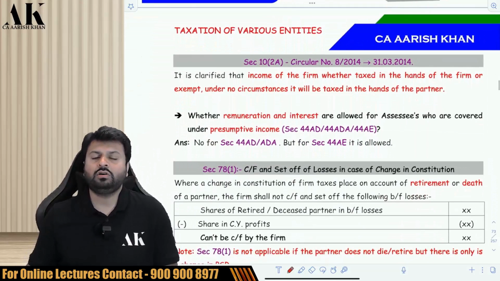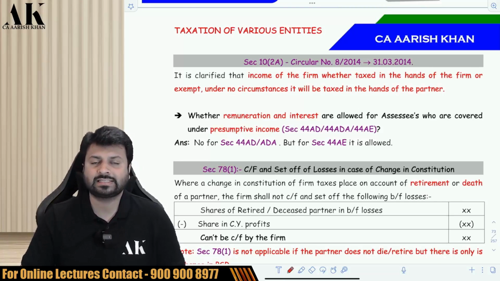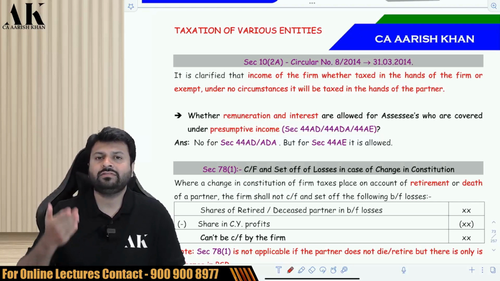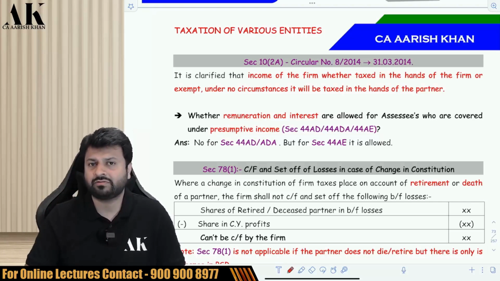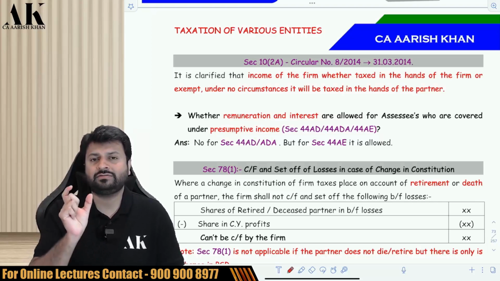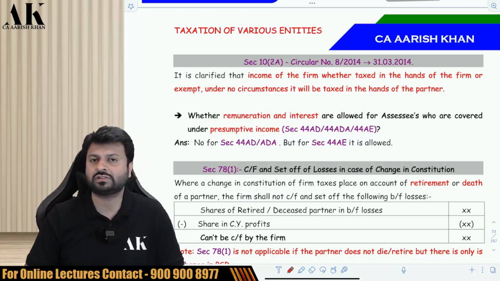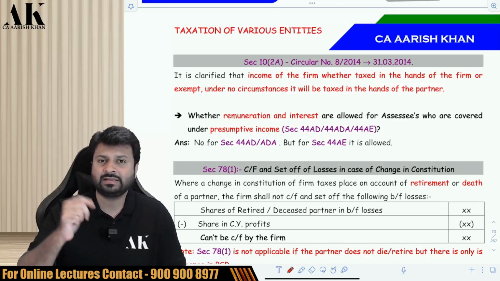Next. We all know that whatever share of profit the firm gives to the partner, it is exempt in the hands of the partner, right? Under section 10(2)(a). Now, what if the firm does not pay tax on that profit? Suppose the firm is earning a profit of 100 lakh rupees, and on that 100 lakh rupees, the firm is not paying tax because the firm is getting exempted under some provisions of the income tax law. Will it still be exempt in the hands of the partners?